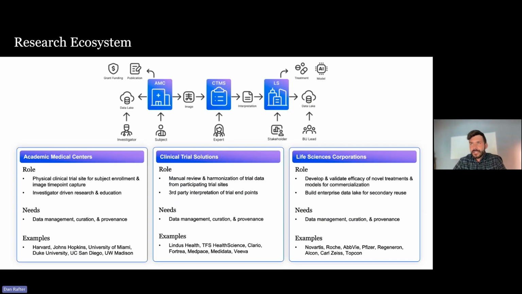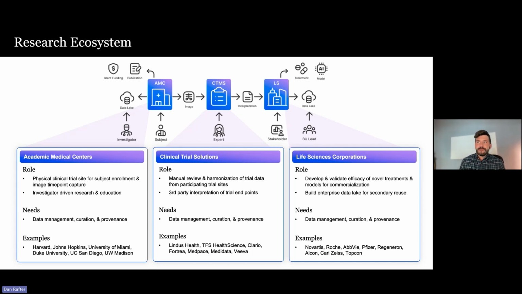Looking at who is making this real, who is participating in that kind of research ecosystem to get us from we've scanned someone's eye in a clinic to we're releasing a device or a therapy to the market. There are three key areas participating in this. The first is our academic medical centers or universities. They are really acting as the front door for clinical trial recruitment. They're also doing investigator-driven research themselves, which is incredibly important.